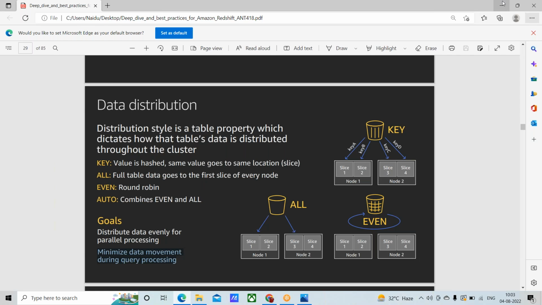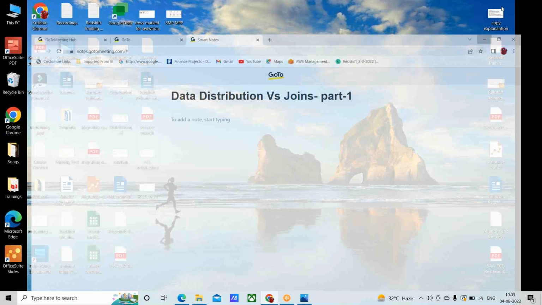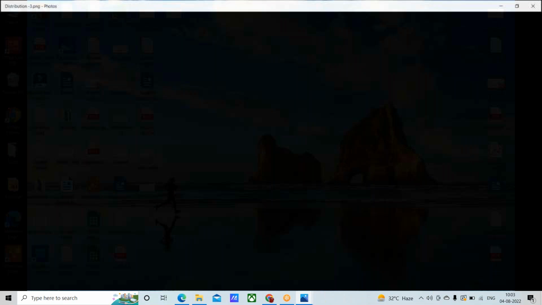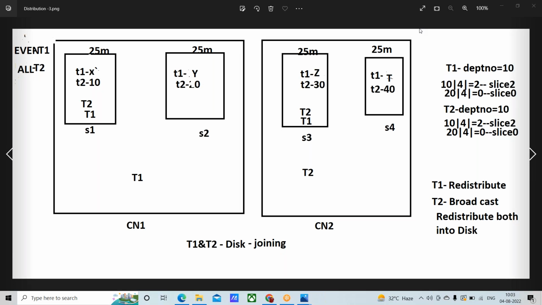Because for joining, both the values should be present in the same place, right? But they are not present in the same place. See here, Table 1 is evenly distributed. So it just randomly distributes the rows: X, Y, Z, or A, B, C, D, E, F, or 1, 2, 3, 4, 5, 6, 7, 8. It will just randomly distribute.